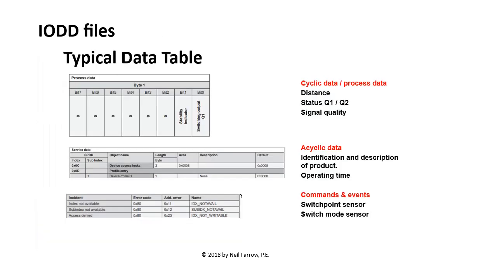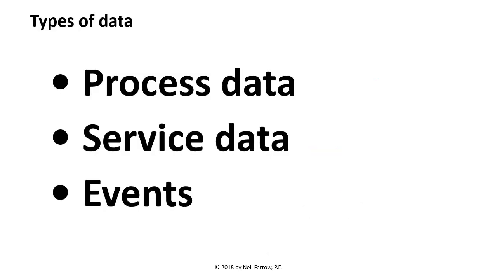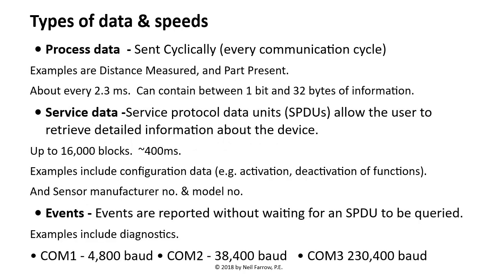There's different kinds of data codified in the standard. There's cyclical data for process, for example, your distance from a photo eye. There's acyclic data, such as your set points or updated configuration. You have different commands that can go down to the sensor and different events that can spontaneously come back. Again, the terms are process data, service data, and events. Process data is fast, for example, distance. Service data are things like the vendor ID and the model ID. Events can be sent from the sensor when they happen, like a weak signal.